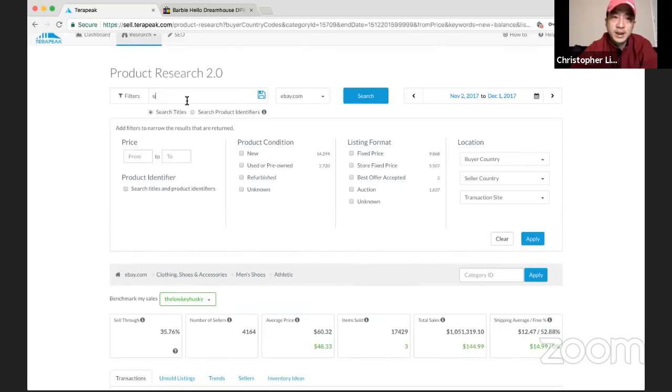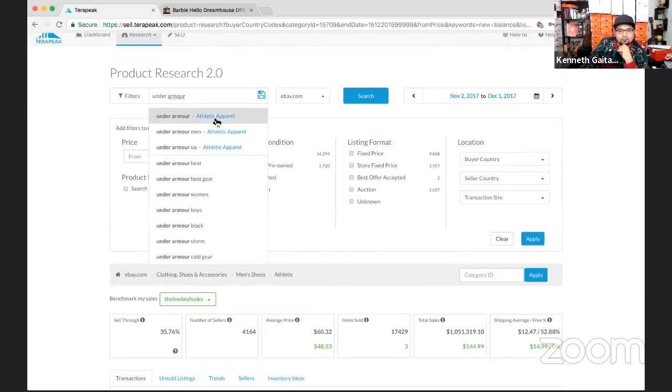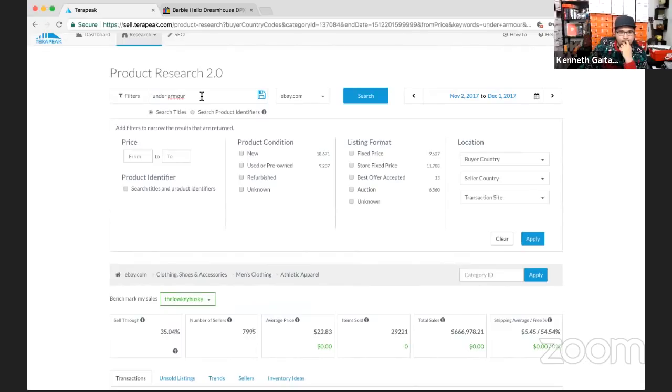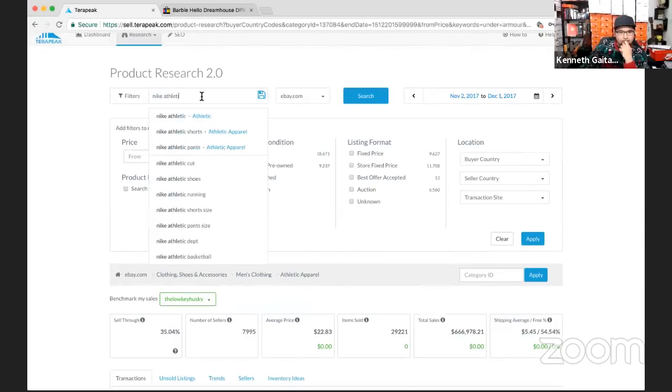Okay, this will be a scary one. Under Armour. How can I search athletic? Just athletic apparel, right? You need to compare. It will take away the shoes. Take away the shoes. Let's just look at Under Armour athletic apparel. Yeah. They're not doing very well. Under a million. Oh, wow, under a million. 30% sell-through rate, though. Athletic apparel.